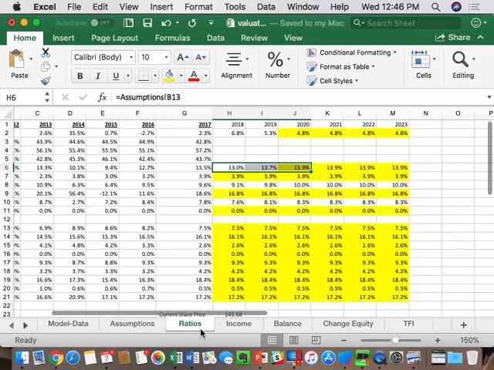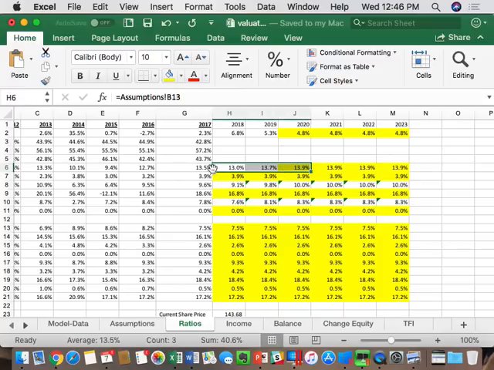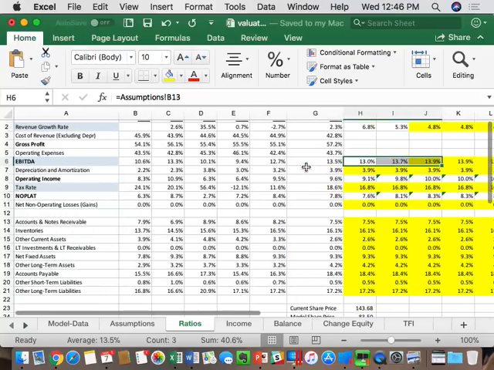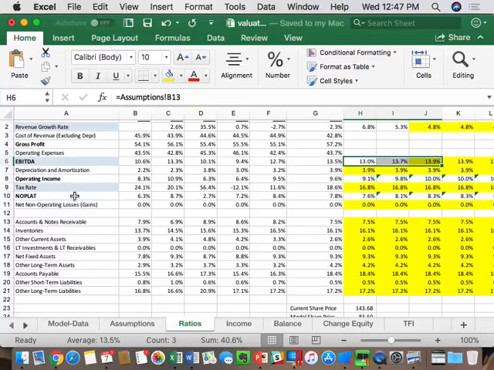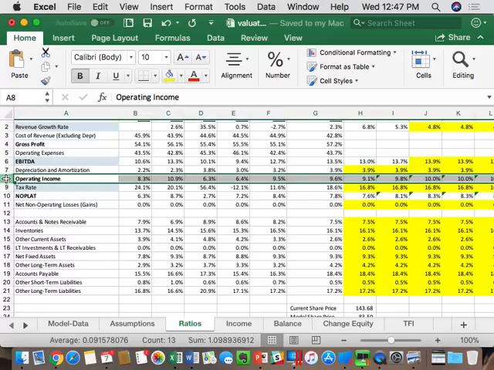Well, I go back to our ratios. We know that the analysts think that the 18, 19, and 20 margins are going to go from 13 to 13.7 to 13.9 in EBITDA. Which of these numbers is this? 10.2. On the ratios, which of these rows does the 10.2 correspond to? What do you think? 10.2. EBIT margin. Which one of these is EBIT margin in our model? Operating. It's the operating income.